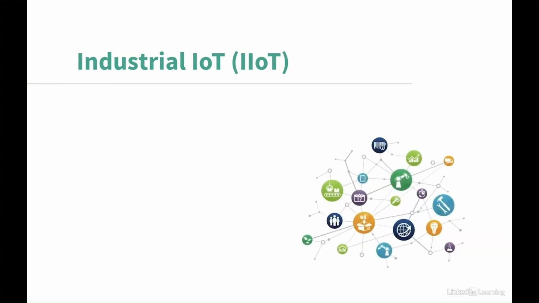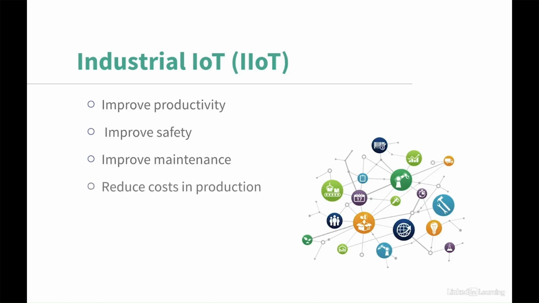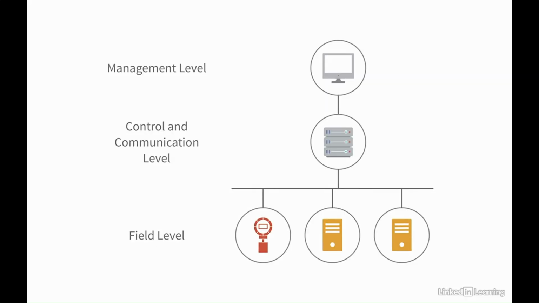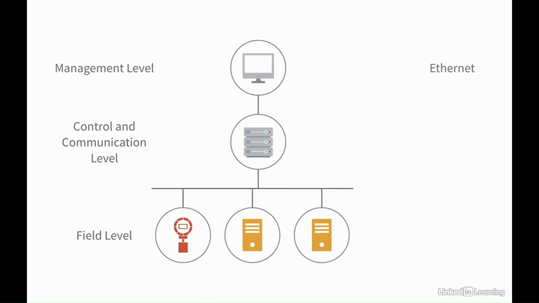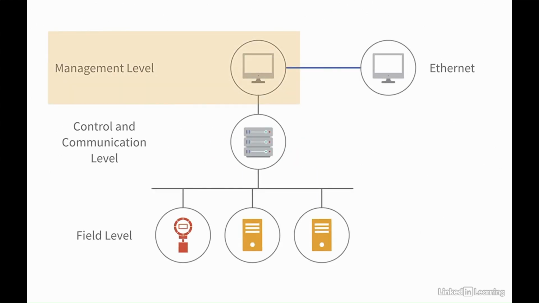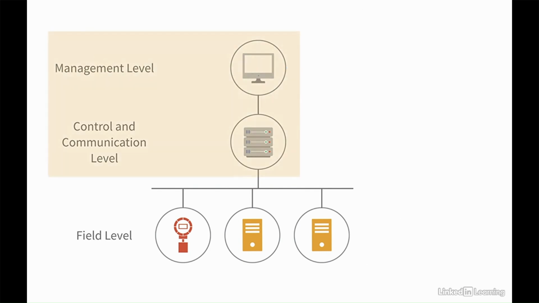The industrial IoT has numerous potential benefits: improved productivity, safety, and maintenance, reduced production costs, increased operational efficiency, and increased uptime. Standards regulate each level of the industrial automation system. A very common IT standard is IEEE 802. It is used within the management and application level to connect multiple devices or controllers.